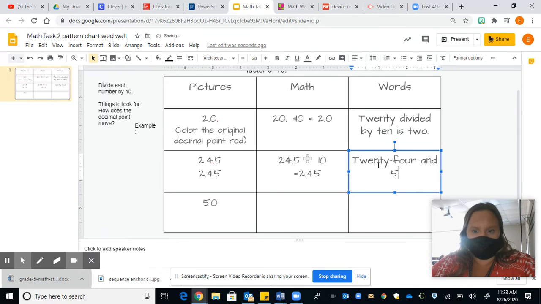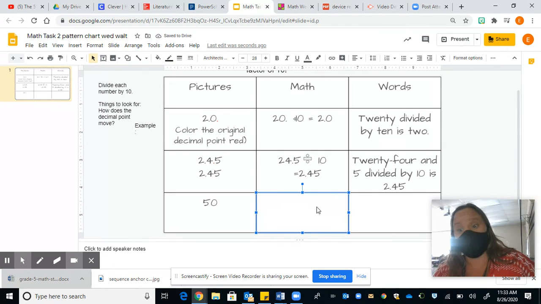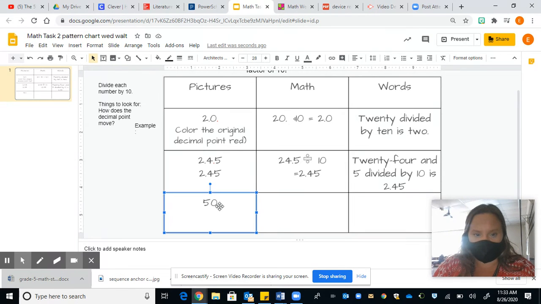Okay, 24 and 5 divided by 10 is 2.45. And like I said, we'll get in the habit of doing 2 and 45 tenths and 2 and 45 hundredths and how we're going to work on that. But just for today, I just want to know that moving the decimal point, you divide or increase by a factor of 10.